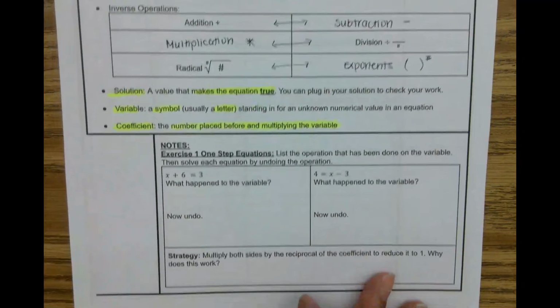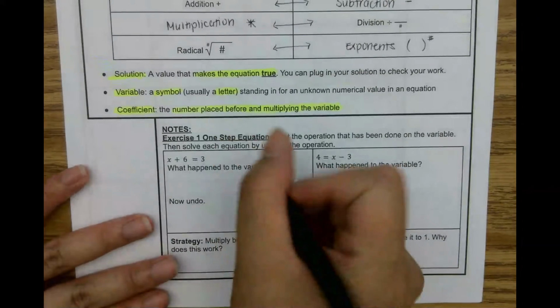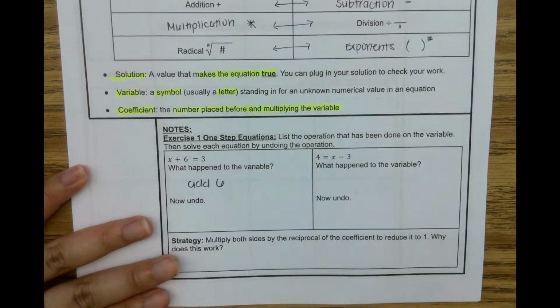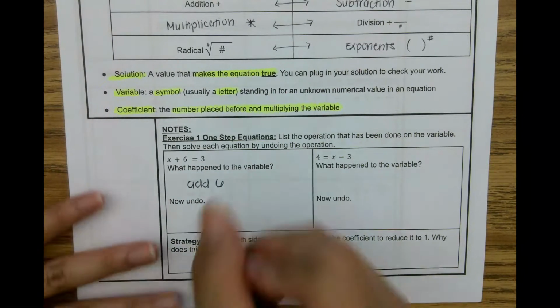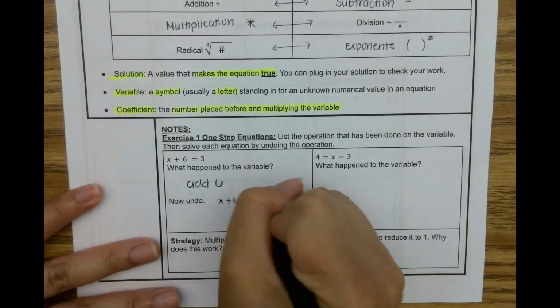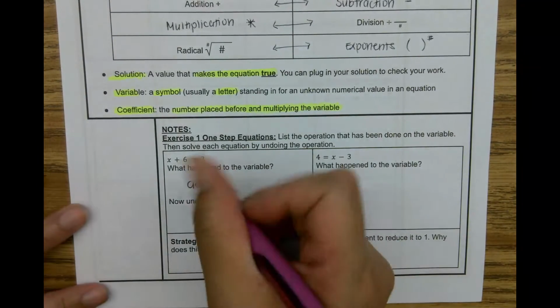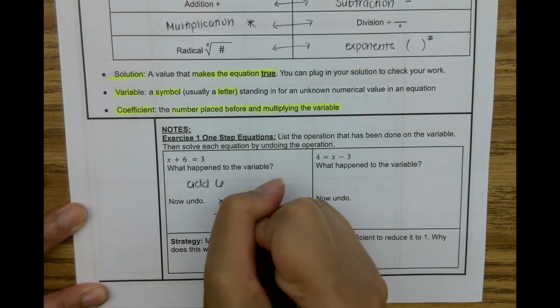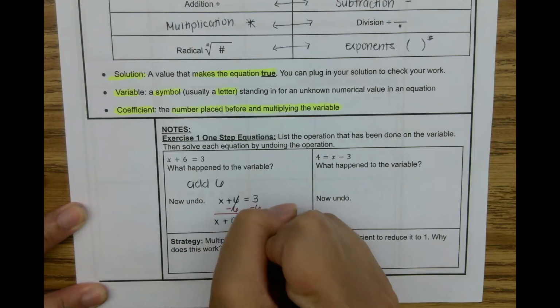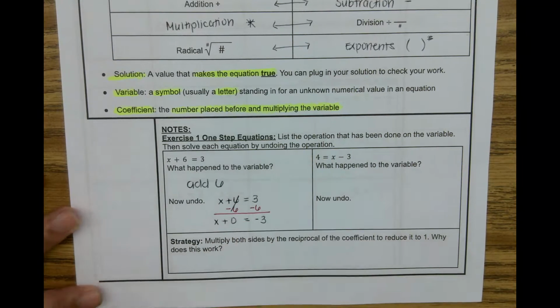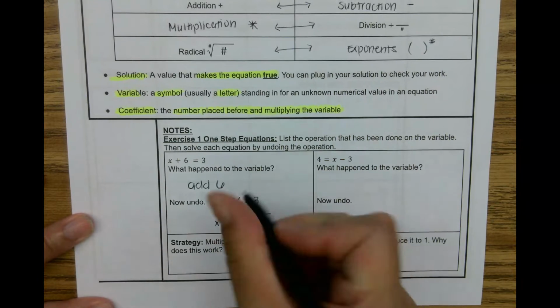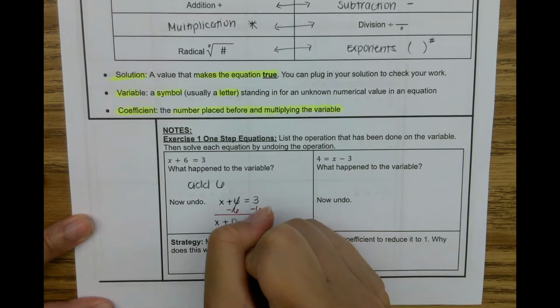So here I have x plus 6 equals 3. What we can see happening to the variable is that we are adding 6. Okay? And so in order to solve it, we're going to undo it. The opposite or the inverse of adding 6 is subtracting 6. So I'm going to subtract 6 on both sides. The plus 6 and the minus 6 end up being 0. And 3 minus 6 is negative 3. Because 6 minus 6 is 0, it doesn't change anything, right? So often we don't write it, and our answer is x equals negative 3.